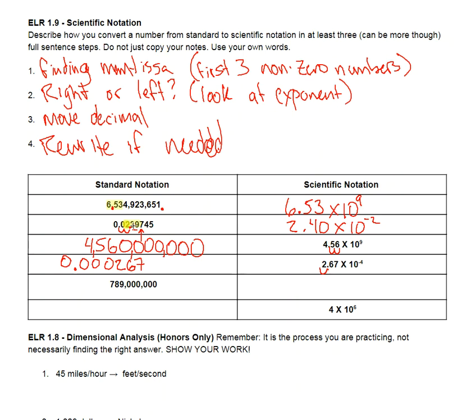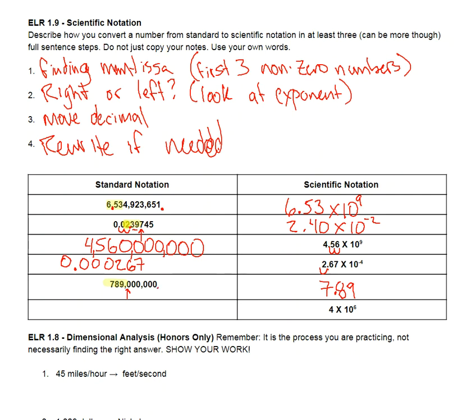Now we're going to do this big number, 789 million. Again, I start with my mantissa. That's going to be my first 3 non-zero numbers, so 7, 8, 9. And I know that my scientific notation is going to be 7.89. And I looked, that next number is a 0, so I know that I don't need to round. So I got 7.89, and I have a big number.